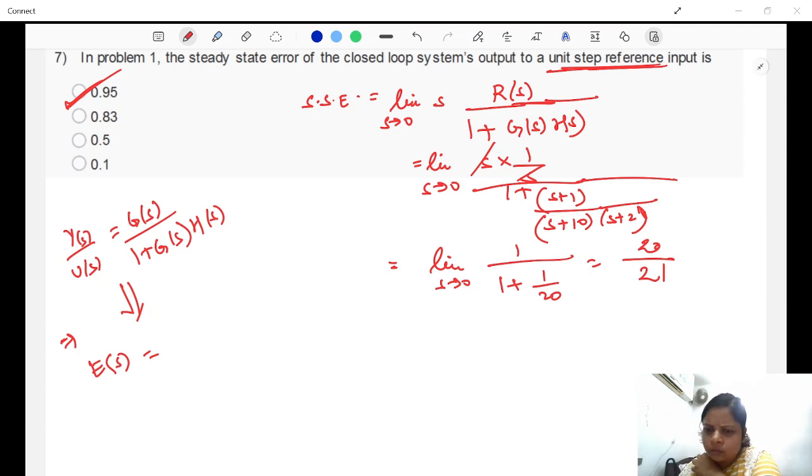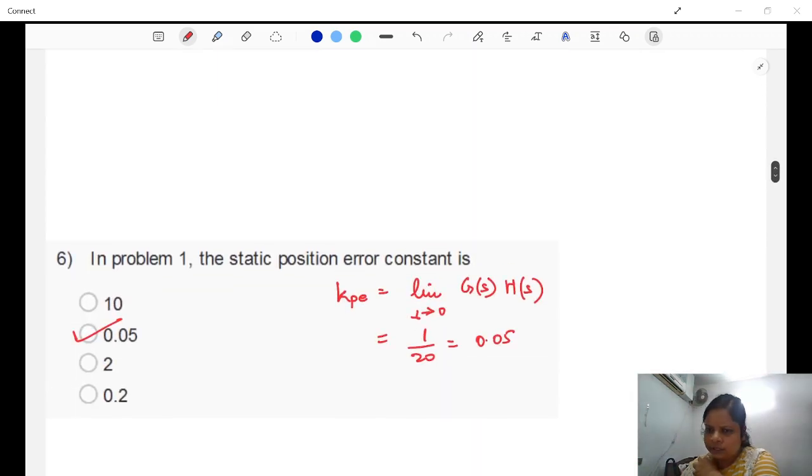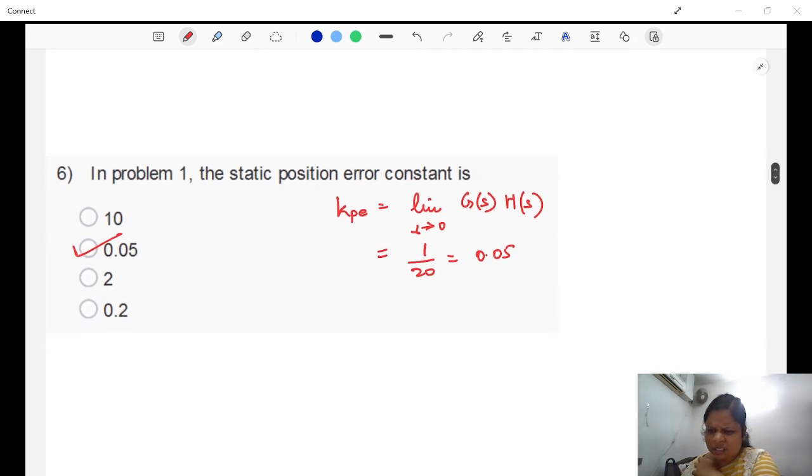Here they are just asking for Kp, but in the problem they mention low frequency. Oh, okay. So when Kp is taken, it is taken at s equal to 0, s tends to 0. How do you define the static position error constant?